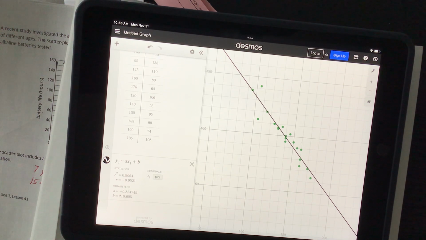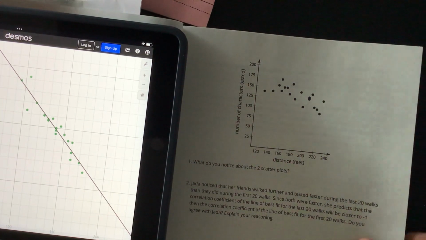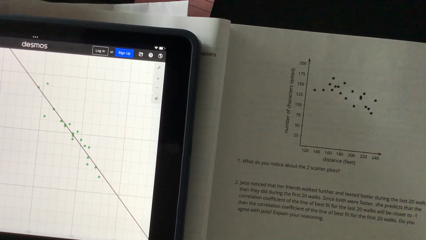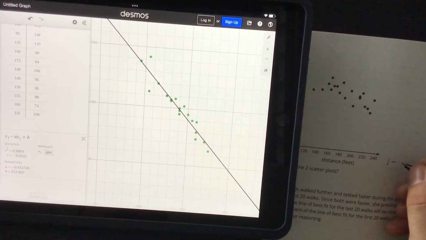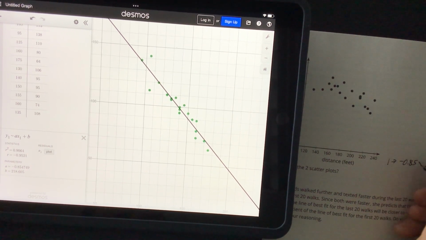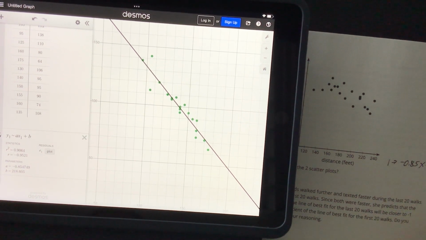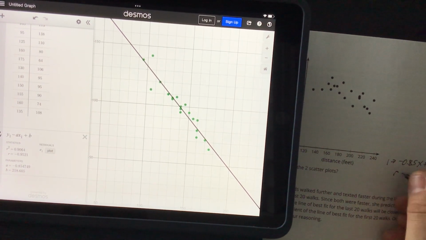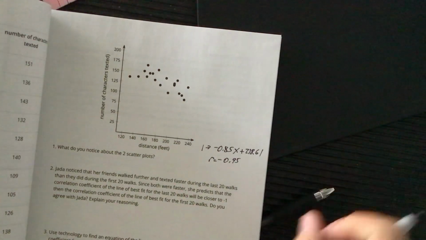Go ahead, Georgia. Sorry, I was typing the equation and you were talking, but what does the R squared have to do? We are not worrying about the R squared. Okay, so data set 1, let's just write the equation. Negative 0.85x plus 218.61. R value, negative 0.95. That was graph 1.